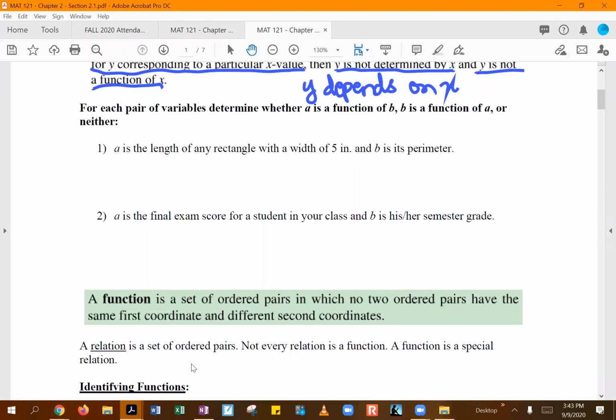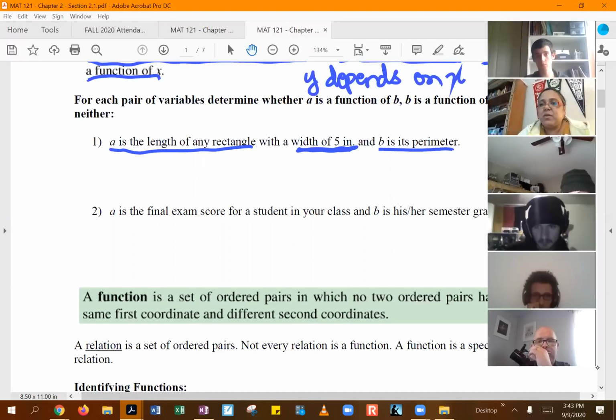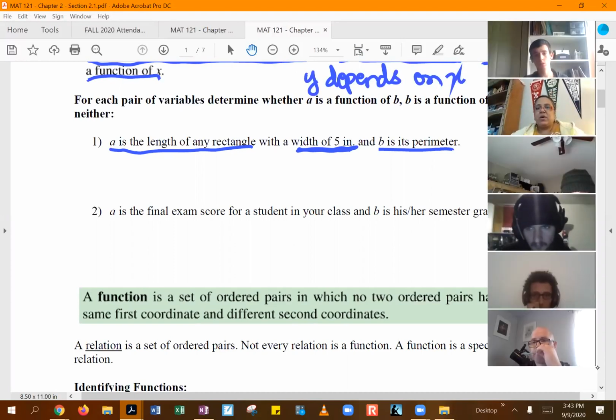So if you look at our handout for this section, you will see we have a similar example over here, where we're talking about A being the length of the rectangle and B being its perimeter. But you will see in this example, we are definitely mentioning what's happening with the width. We are saying that the width is going to stay at 5 inches. So for this example, where A is the length and B is the perimeter, we know the width stays at 5 inches. What would you say about the relationship between A and B in this case?